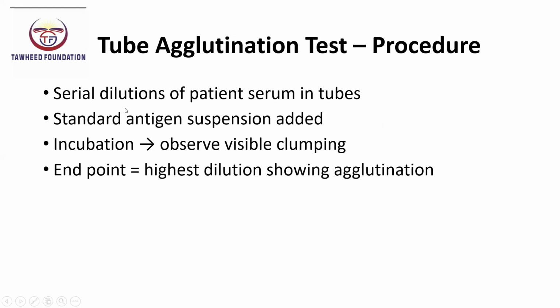A series of serial dilutions of patient serum is prepared in separate test tubes. A standard suspension of antigen is then added to each tube and the mixtures are incubated under controlled conditions. After incubation, tubes are examined for visible clumping or sedimentation of antigen-antibody complexes. The endpoint titer is the highest serum dilution showing visible agglutination, representing the concentration of antibodies in the sample. So these tests provide valuable quantitative information for diagnosing diseases such as typhoid, brucellosis and others.